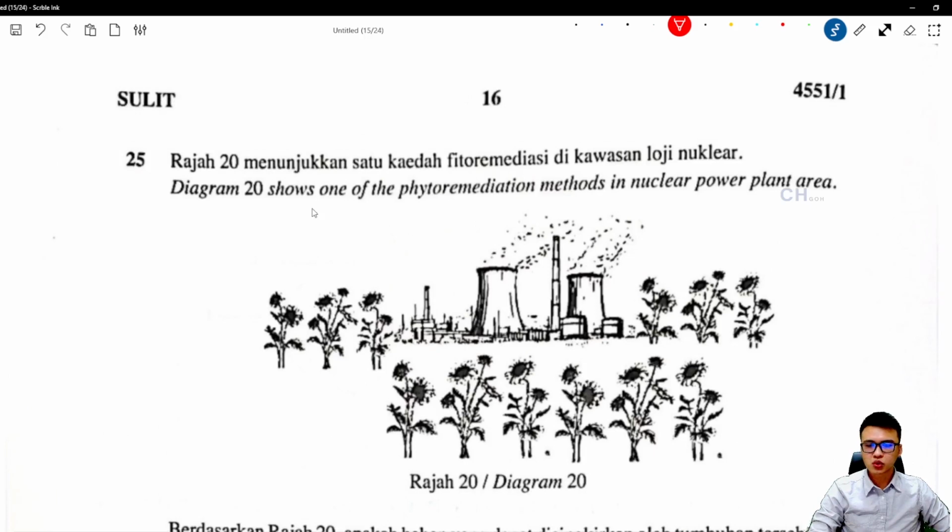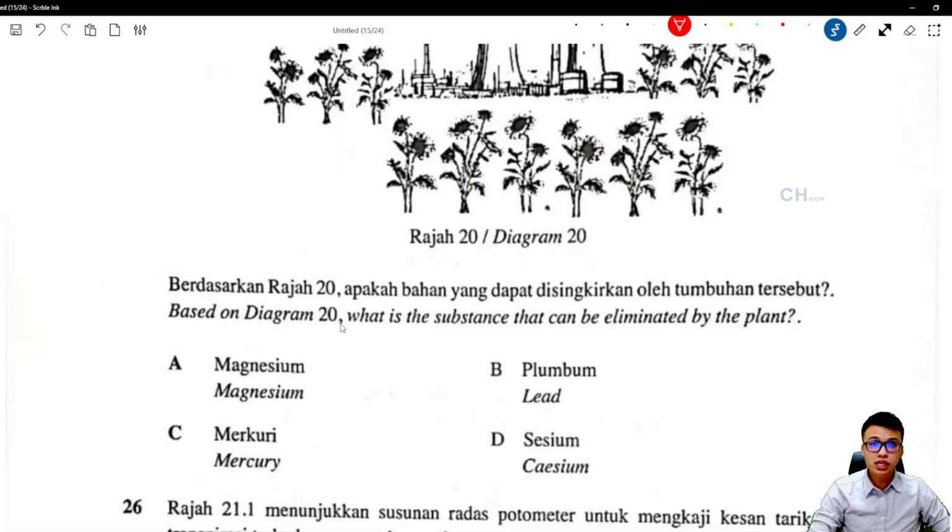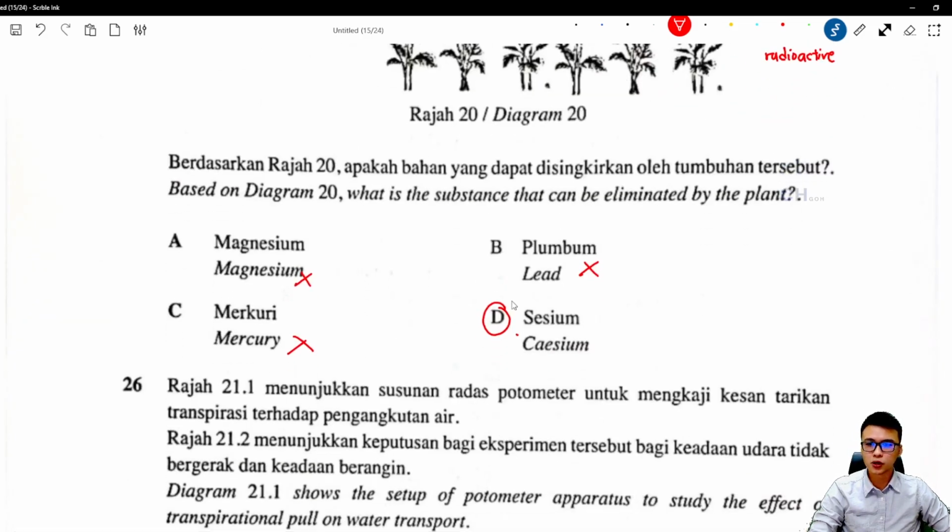Question 25. Diagram 20 shows one of the phytoremediation methods to clean a nuclear plant area. We have the sunflower here. Based on diagram 20, what is the substance that can be eliminated by the plants? So the sunflower is a very strong plant that can remove radioactive substances. So your job is to find out which one is radioactive. Magnesium, no. Mercury, no. Lead, no. Cesium is a radioactive substance, so it's going to be removed by the sunflower. Answer D.